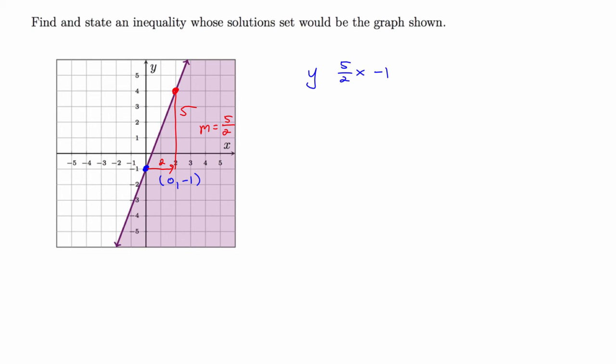Well, for any given point on the graph, I see that the shading is below that particular point, so that tells me that this is going to be a less than inequality. Because we have a solid line, that tells me the inequality is going to be or equal to. So the inequality that has this graph as its solution set would be y is less than or equal to 5/2 x minus 1.